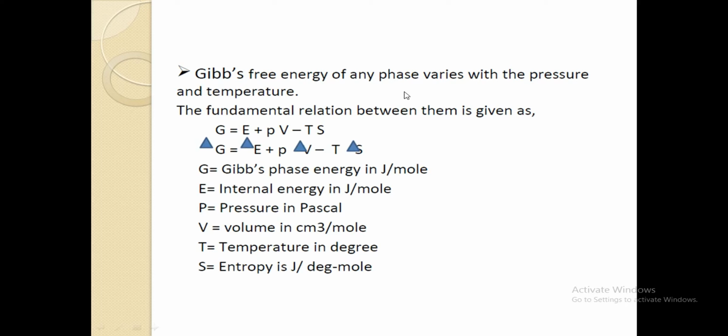Gibbs free energy of any phase varies with the pressure and temperature. The fundamental relation between them is given as G equal to E plus PV minus TS, where P is the pressure, V is volume, T is temperature, S is entropy. Delta G equal to delta E plus P delta V minus T delta S. Here G is Gibbs free energy in joule per mole, capital E is internal energy in joule per mole, P is the pressure in Pascal, V is volume in centimeter cube per mole, T is temperature in degree, and S is the entropy in joule per degree mole.